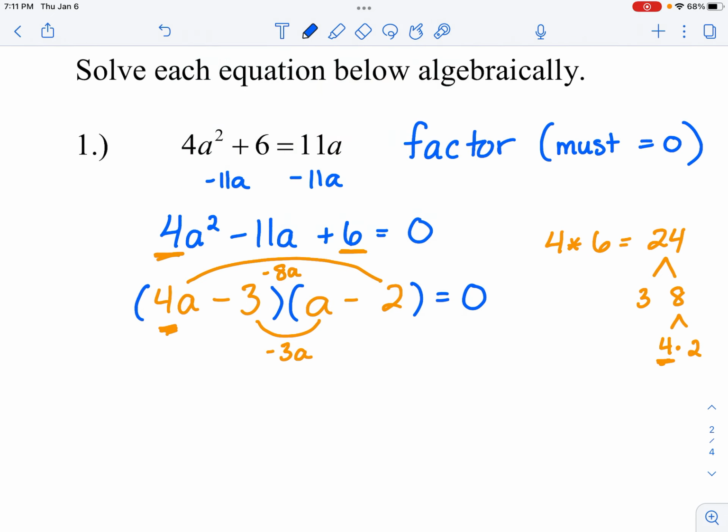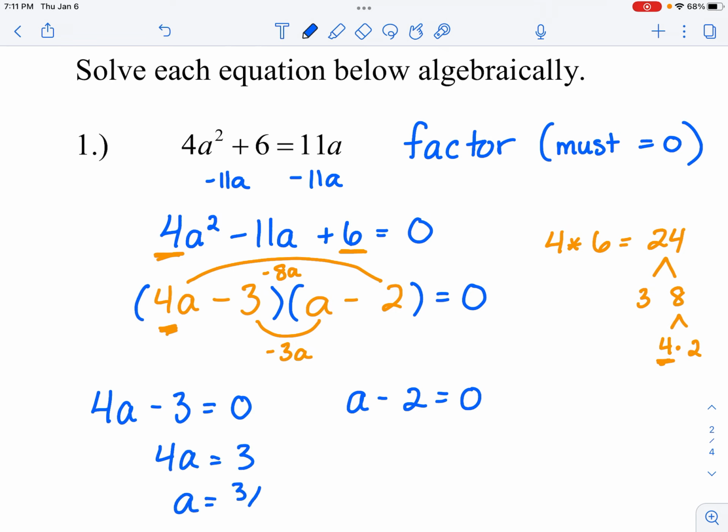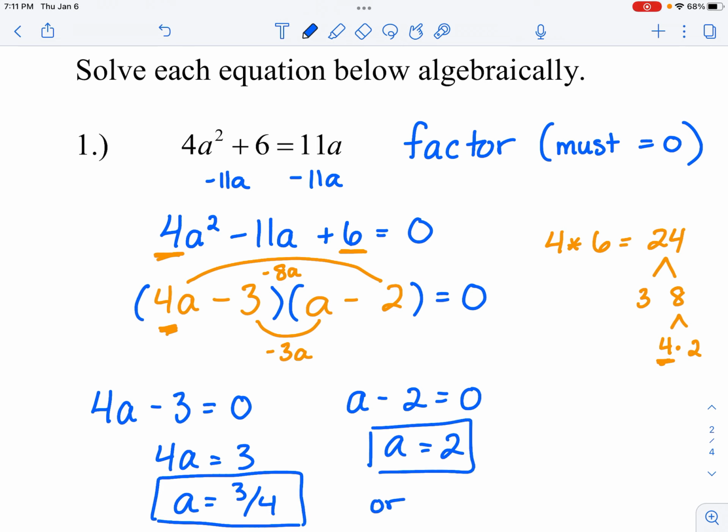But once I do that, I'm going to just take each factor and apply the zero product property, which says 4a minus 3 is equal to 0, and a minus 2 is equal to 0. So I'm going to add over the 3 and get a is equal to 3/4. And I'm going to add over the 2. And you can write it as two separate answers if you would like. Or you could write a equals and write it as a list, 3/4, comma 2. All right, either set of answers would be fine.